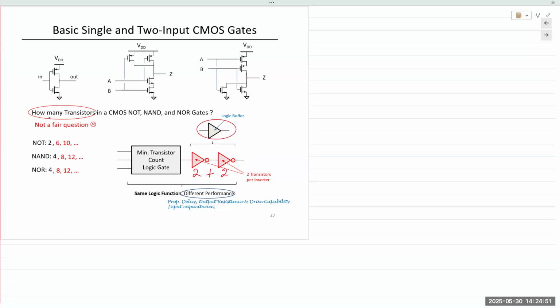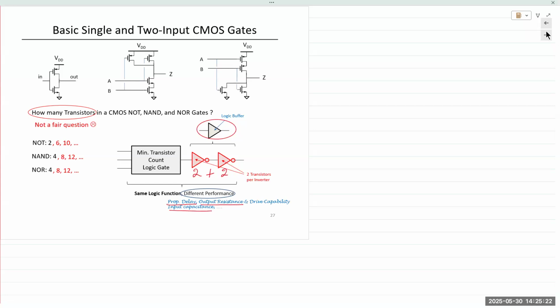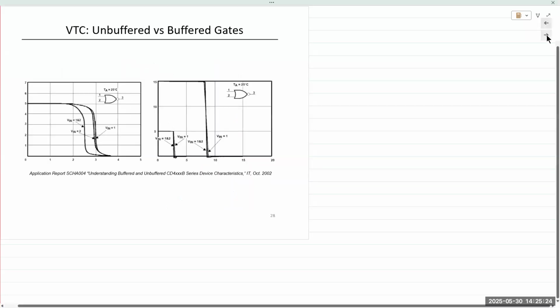So while we're implementing a solution, there's always a trade-off. The more gates we connect, the longer it takes for the signal to propagate through the system. So propagation delay is a big concern. Input capacitance, output resistance, and drive capability are also a concern. But propagation delay is the main one, and we'll see that in the next slide.